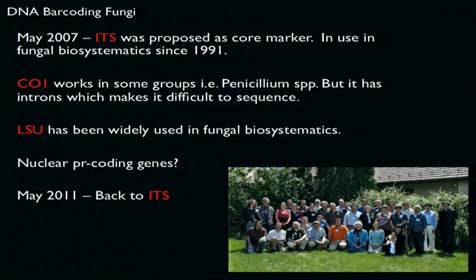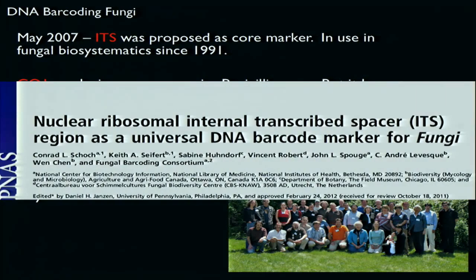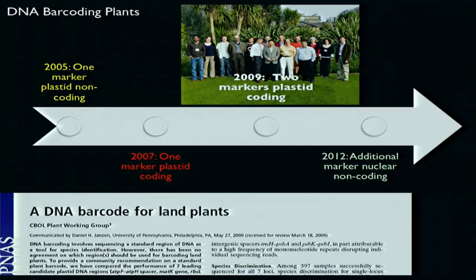Now, nuclear protein coding genes. Again, in May 2011, it's back to ITS now. There was a paper, again a community effort, to introduce this as a standard universal barcode for fungi. And again, these standards need to be established so these communities go in and gather the data horizontally and from different taxonomic groups.